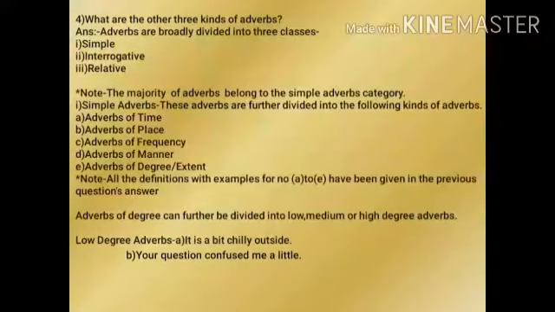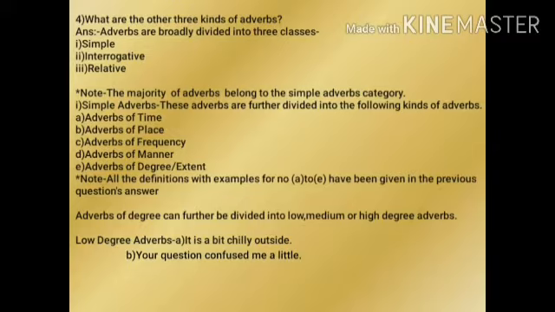So students, after this you can see question number 4 here. What are the other 3 kinds of adverbs? So apart from the 5 basic types of adverbs, there are other 3 kinds of adverbs. And you can see here, adverbs are broadly divided into 3 classes: simple, interrogative, relative. Again, I am repeating, students, adverbs are broadly divided into 3 classes. Remember this: simple adverb, interrogative adverb and relative adverb.